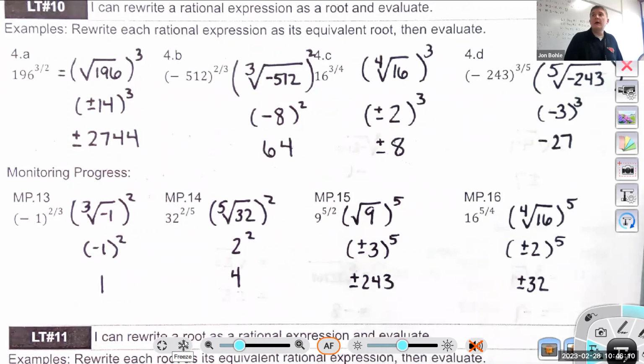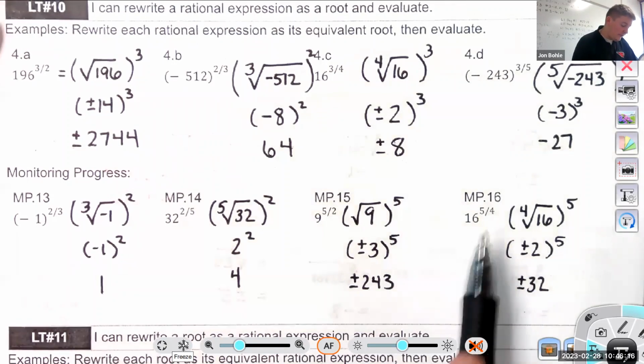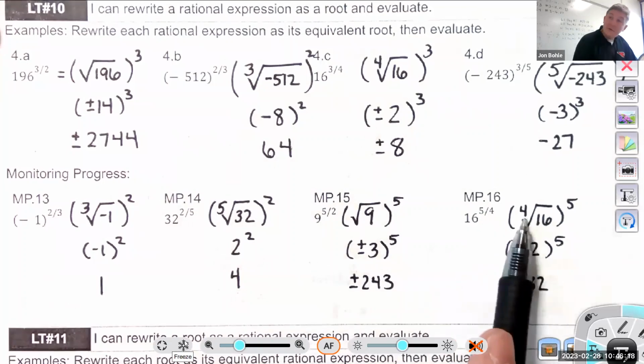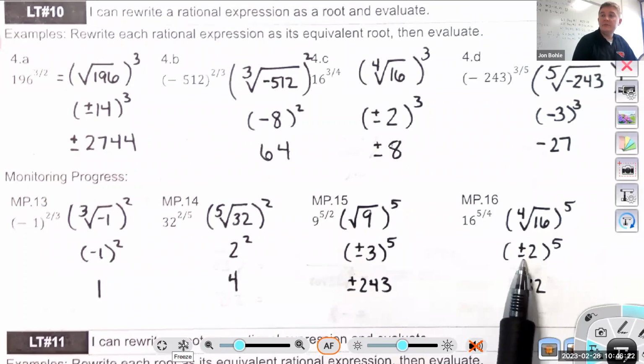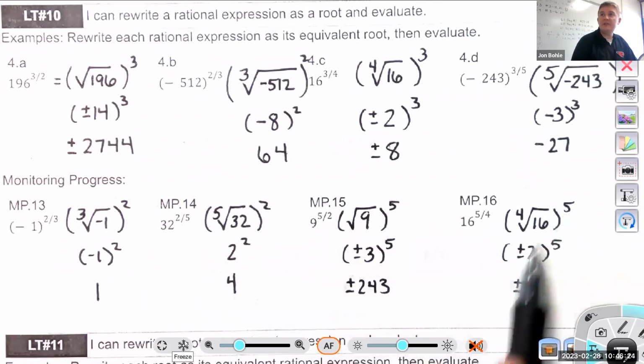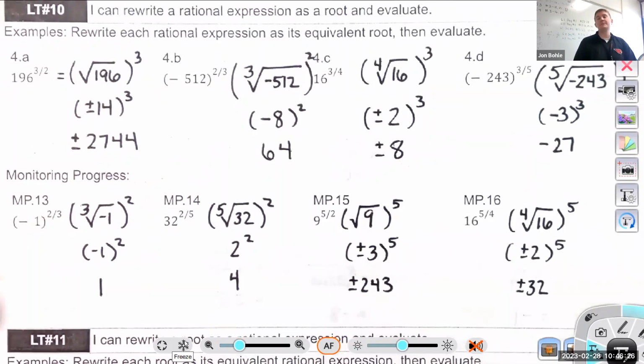Okay, 16 to the 5/4 power. So this is the 4th root of 16 to the 5th power. 4th root of 16 is +2 and -2. Positive and -2 to the 5th power is going to be positive and -32.